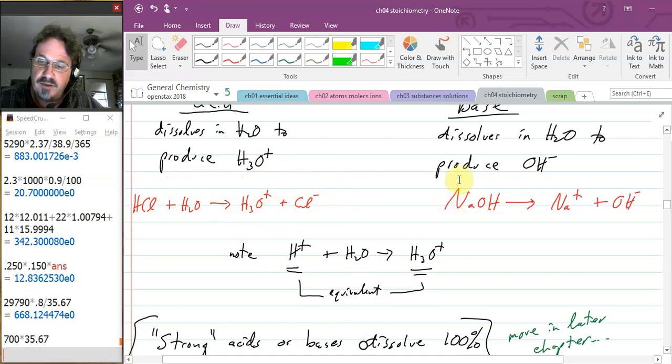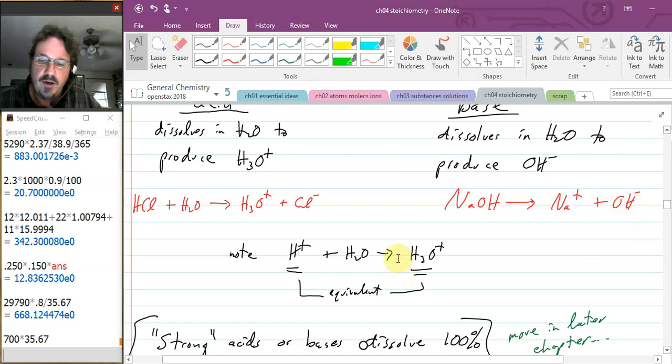An example for the base: sodium hydroxide. Once again, I see that's an ionic compound, Na plus and OH minus. When I put that in water, I know they're going to separate into my Na plus and my OH minus, and, well, there it is, hydroxide. When I put this in water, it has produced, just by separating, hydroxides, and so that's called a base. All right, simple enough definition.